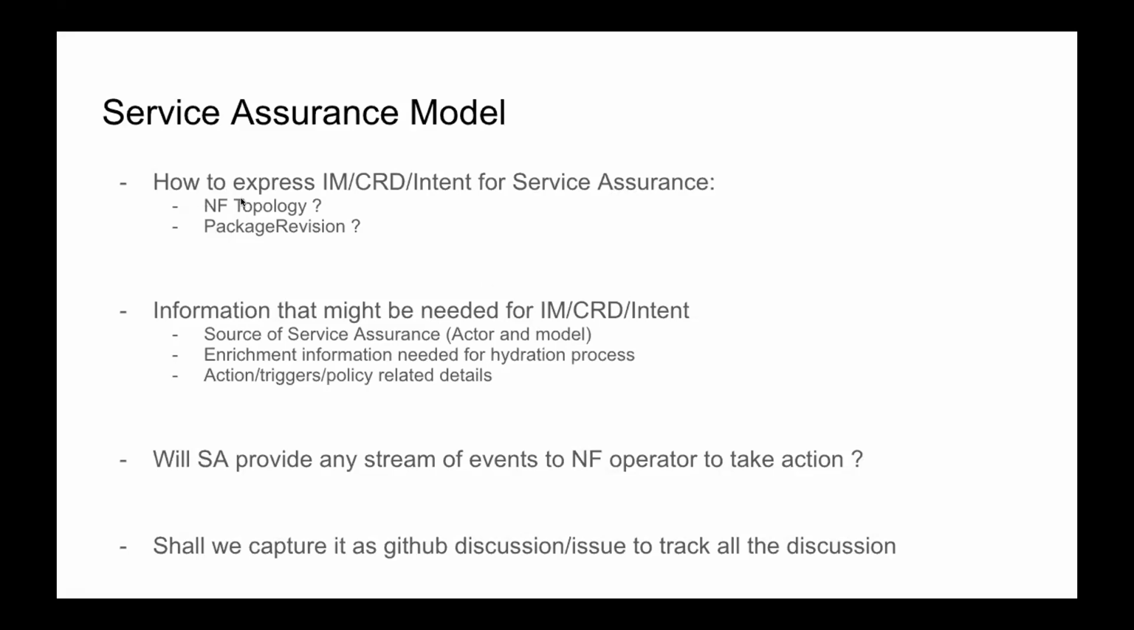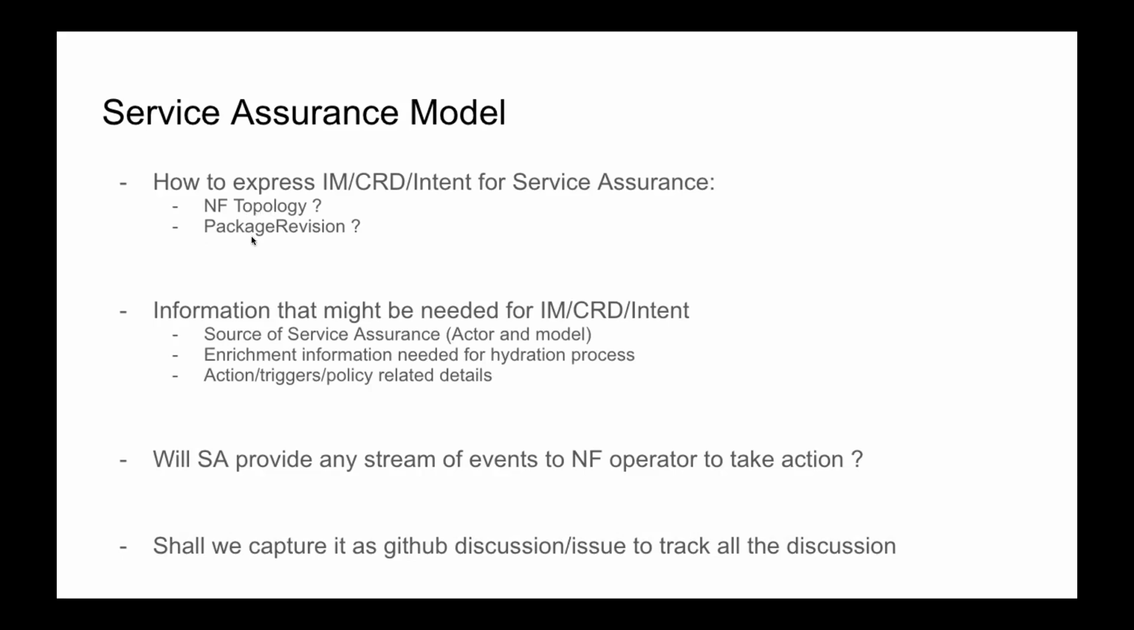Okay, so first, how are we going to express our information model, CRD or intent, for service assurance? Most probably I feel that work group 4 should be responsible for providing an end-to-end sketch of all the models. So service assurance should also be considered there. Currently I see two possibilities. One is NF topology, which Steven is following, and he's also implementing the NF topology controller.